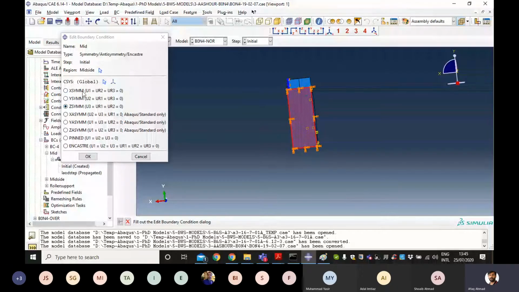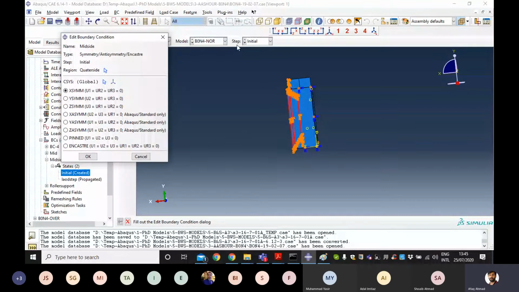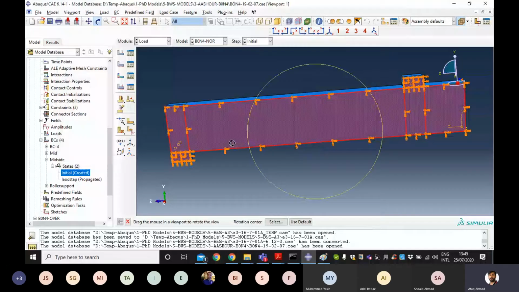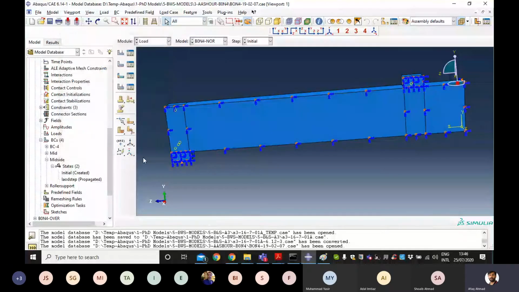So these are the two new things for you if you are modeling a quarter member as compared to the full member. Just keep in mind that if you have the face along Z, you will be using this condition. If you have a face along X, you have to use that condition. If you have anything along Y vertically, then you have to discuss that. So that's how you have to reduce your model.